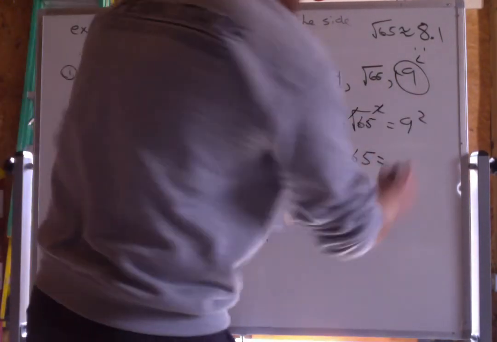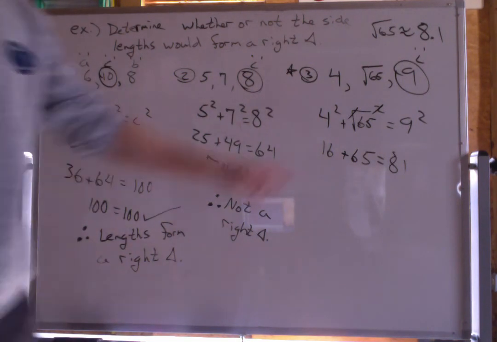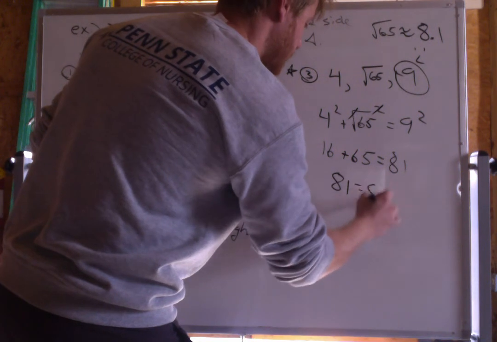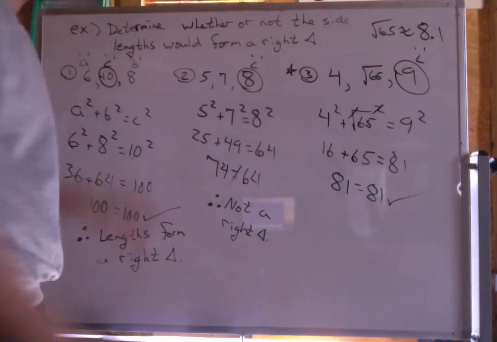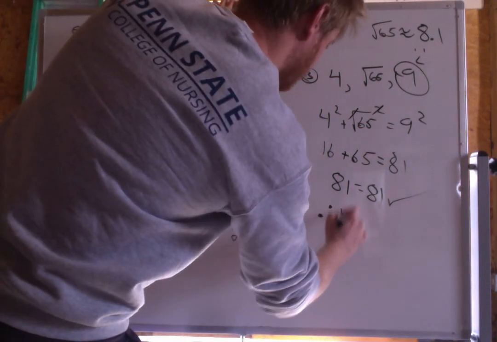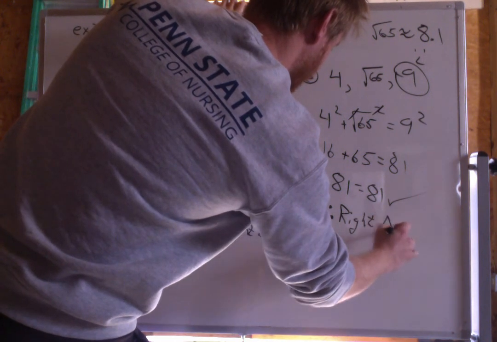9 squared on the other side is 81. And there you go. Now we have a problem just like the last ones. 16 plus 65 is 81. And sure enough, we do have a true Pythagorean theorem once again. So once again, our conclusion, as in number 1, these lengths would form a right triangle.